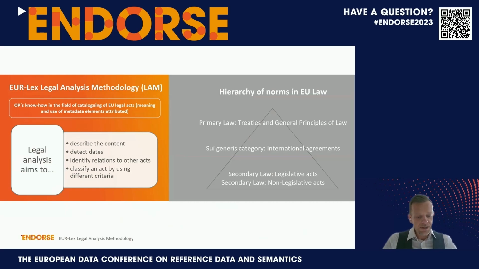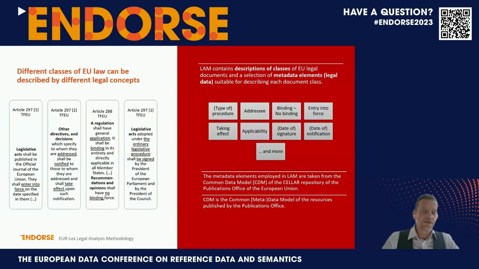Some of those metadata we are working with just their presence or non-presence, or the values that are used might indicate whether the act is part of the primary law, international agreements, or secondary law. So we are coming to the hierarchy of norms in the EU law. And this is very important because the legal analysis methodology is trying to cover also this part. But okay, the metadata elements that we are using must come from somewhere, and those metadata elements are based on the legal concepts. And such legal concepts were in principle provided by the legislator.